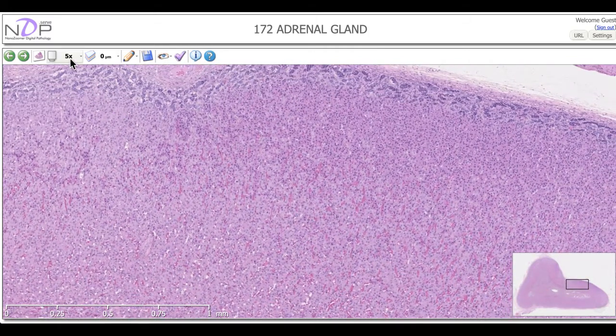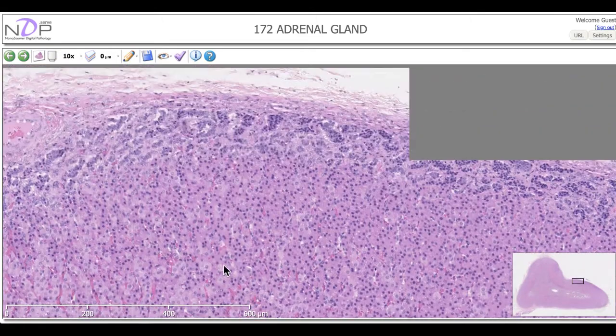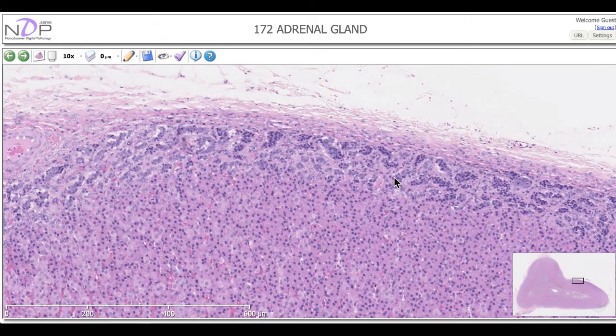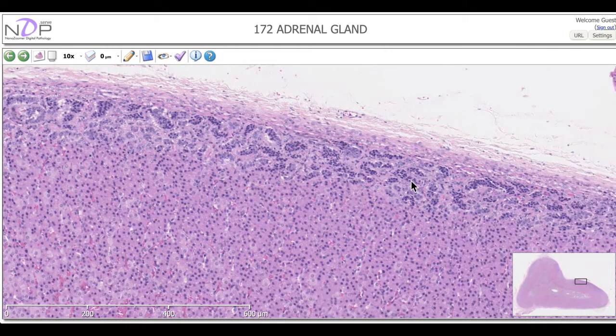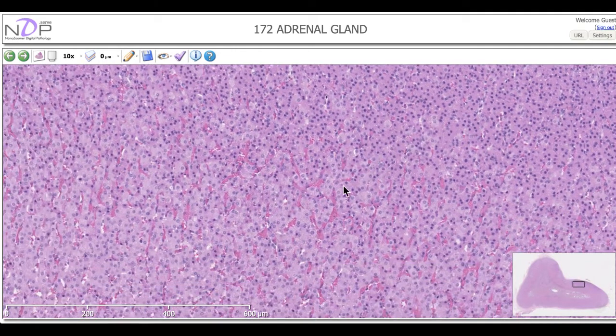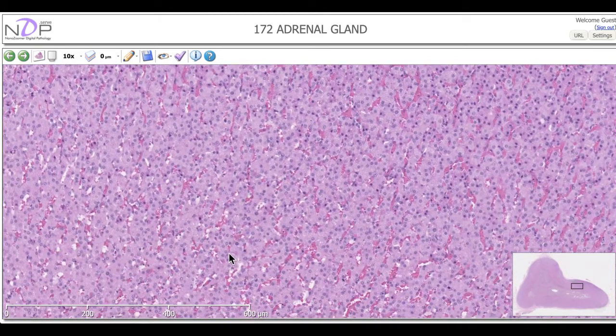If we increase the magnification again, this is the area of the capsule, this is the area of the zona glomerulosa, with this globular structure. In this area here we have the cord and sinus structure, which we call the zona fasciculata.